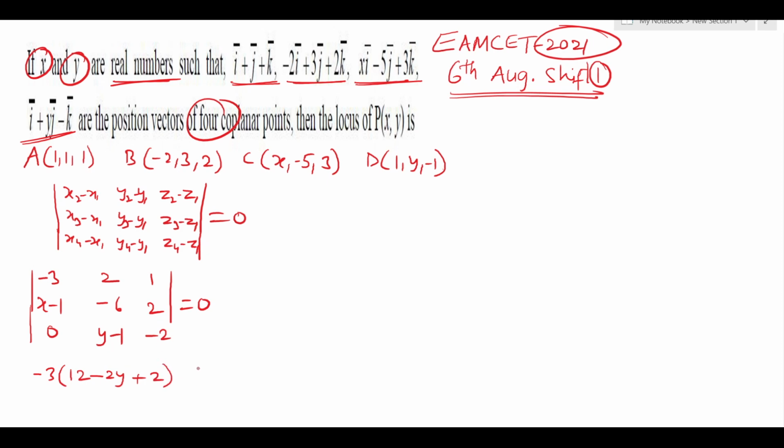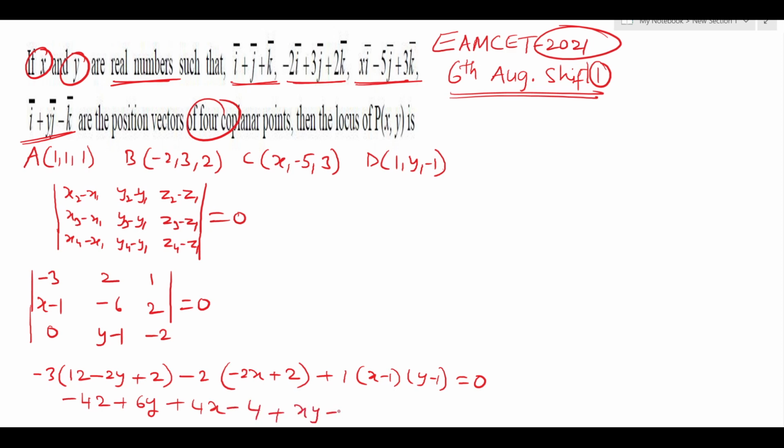minus 2y plus 2, minus 2 of, this is x minus 1 into minus 2, this is minus 2x plus 2, that is 0 into 2, 0, plus 1 into x minus 1 into y minus 1 is equal to 0. So this is minus 3 into 12 plus 2, 14, that is minus 3 into 14, this is minus 42, plus 3 2s are 6y plus 4x minus 4 plus this is xy minus x minus y plus 1 is equal to 0.